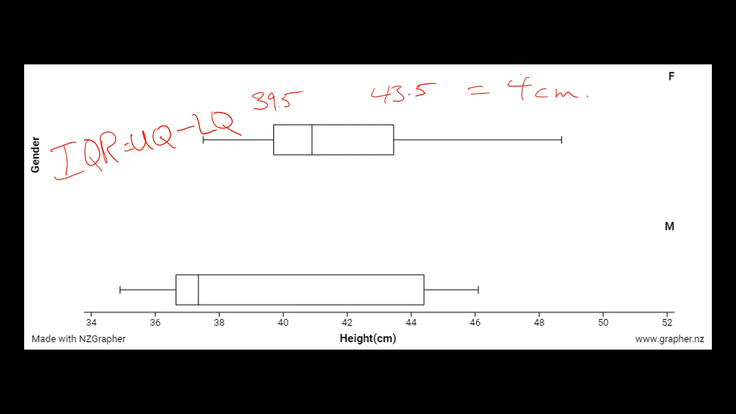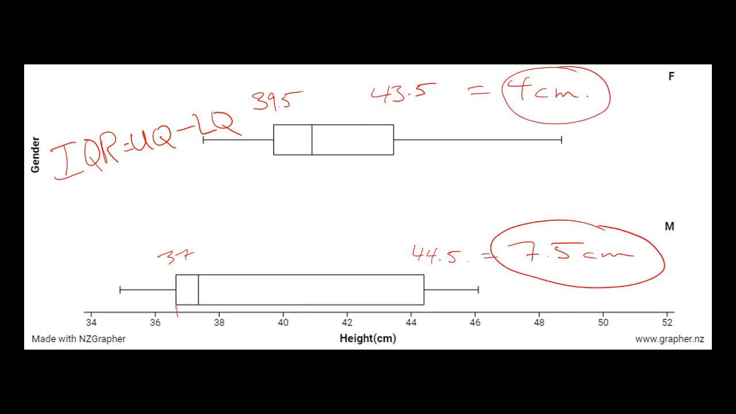For males, what have we got here? Let's say that's 37. What have we got here? 44.5 maybe? Yeah, something like that. 44.5. Do some maths. 7.5, right? Centimeters. So this spread here is almost double this spread here. There we go. We've done our maths. We've gotten our merit. Now we need to explain why.